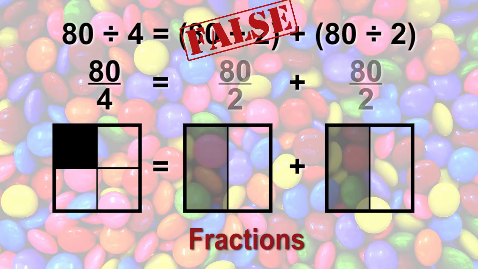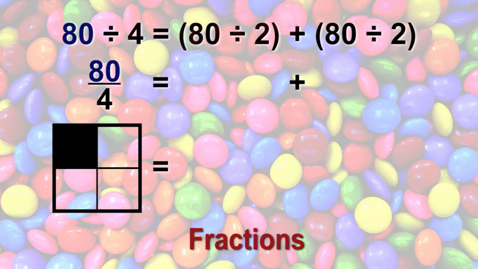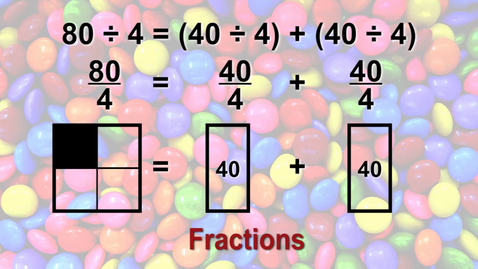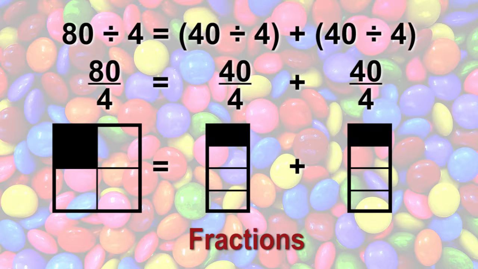We can fix our demonstration to make the situation true if we decompose the dividend rather than the divisor. We can decompose 80 by decomposing it in half, 40 plus 40. We will divide 40/4 and add it to 40/4. This shows an equivalent equation, and our representations justify our reasoning.